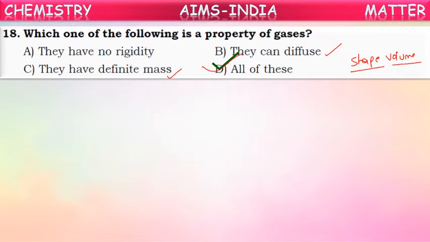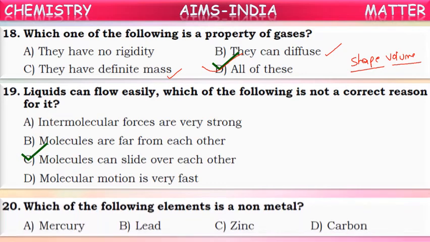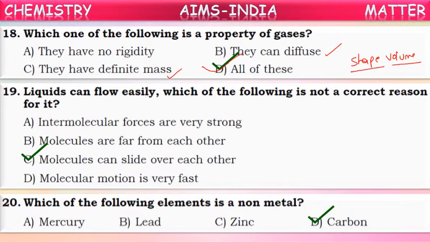We'll go to the D option. Next one. Liquids can flow easily. Which of the following is not a correct reason for it? Why are they flowing easily? Intermolecular forces are very strong? If intermolecular forces are very strong, it should be a solid. It should not be a liquid.